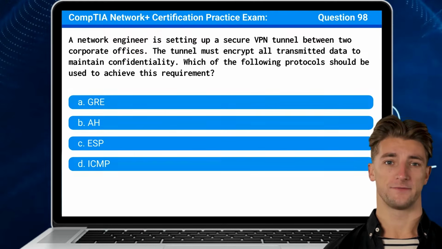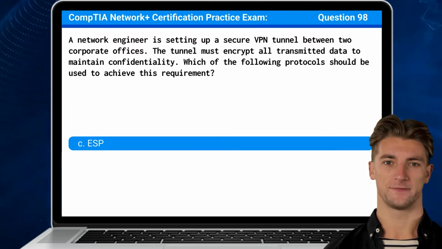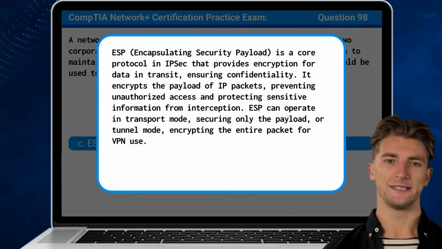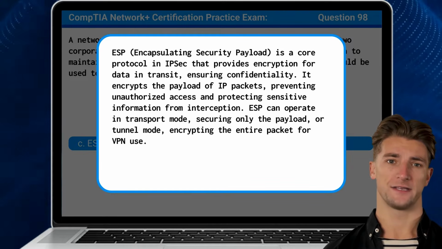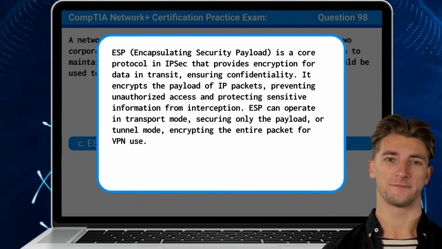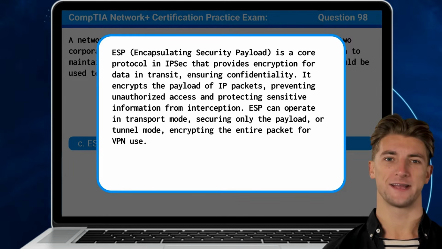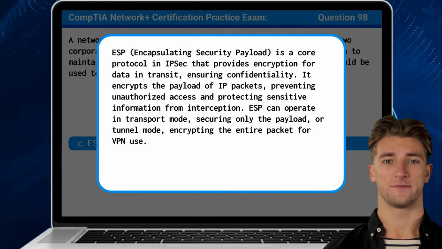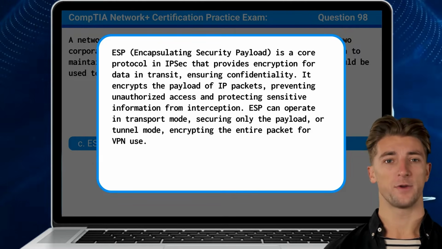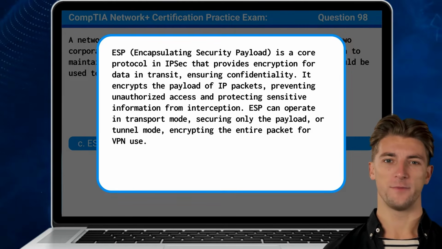The answer is C. ESP. ESP, or Encapsulating Security Payload, is a core protocol in IPsec that provides encryption for data in transit, ensuring confidentiality. It encrypts the payload of IP packets, preventing unauthorized access and protecting sensitive information from interception. ESP can operate in transport mode, securing only the payload, or tunnel mode, encrypting the entire packet for VPN use.